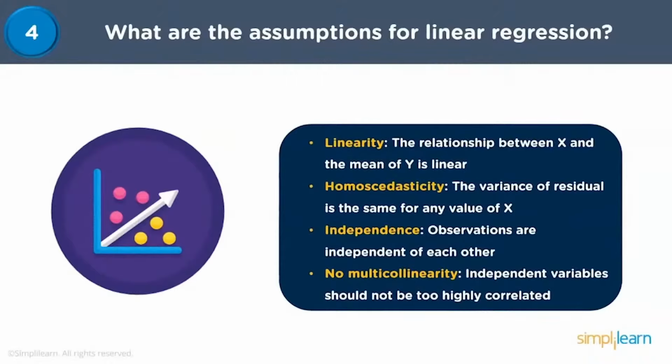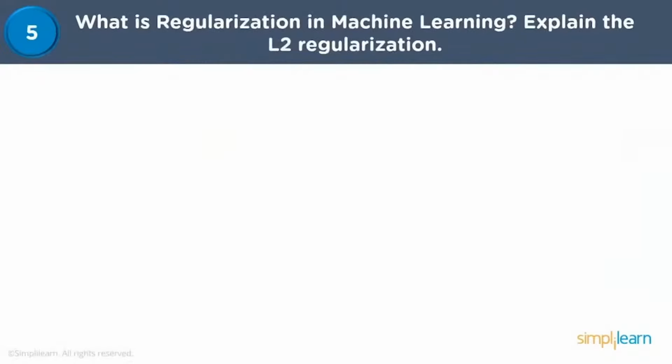Third, we have independence. So observations should be independent of each other. Finally, we have no multi-collinearity. So there should be little or no multi-collinearity. Independent variables should not be too highly correlated. Now moving to our fifth question in our list of interview questions. The question is, what is regularization in machine learning? Explain the L2 regularization.